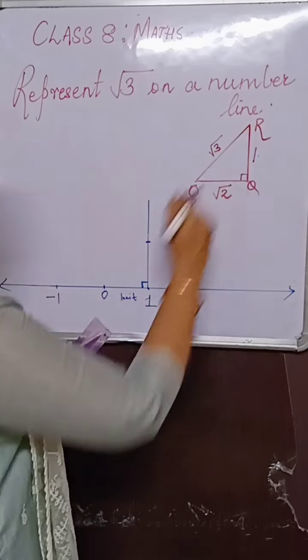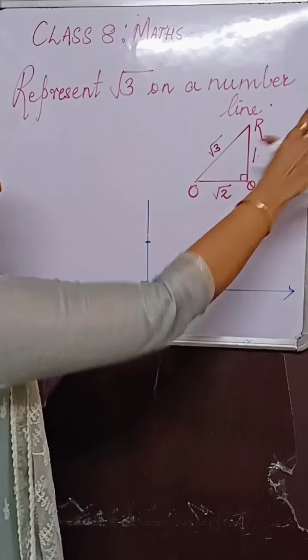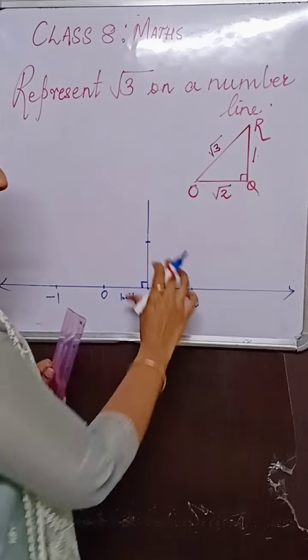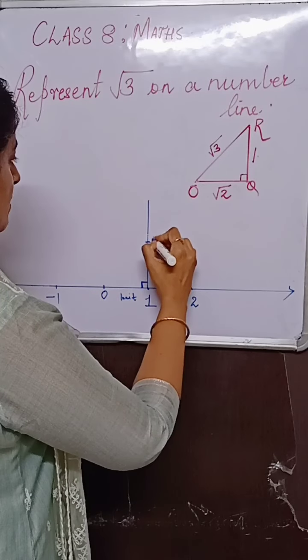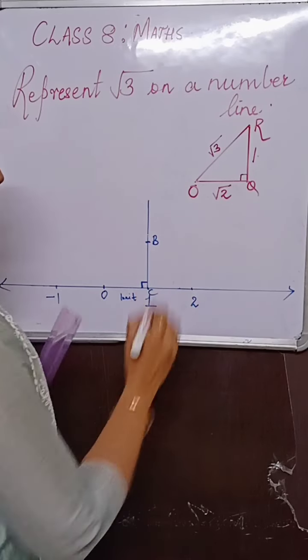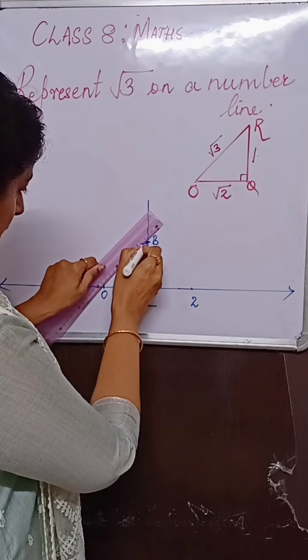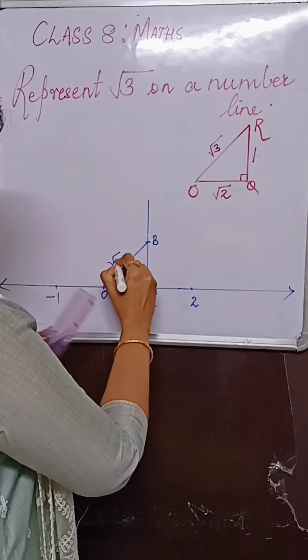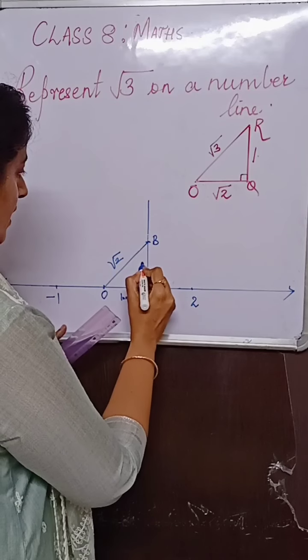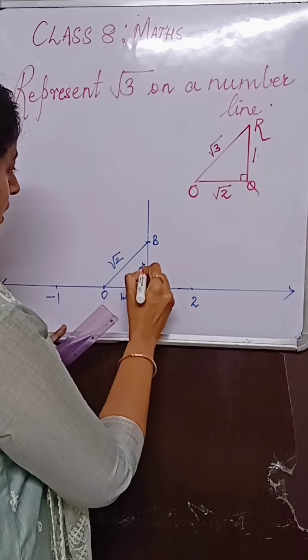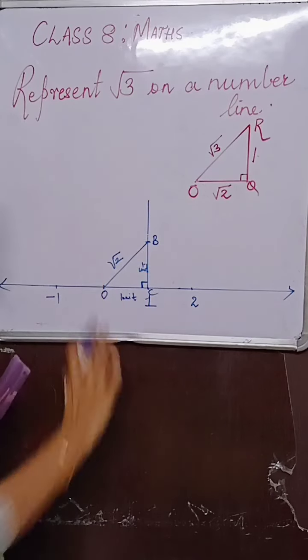This same name I will not put because this triangle is different. I am drawing the root 2 triangle. I will write it as B and here I will write it as C. So the hypotenuse will be root 2. Okay. Here inside I will write 1 unit. So with 1 unit I got root 2.